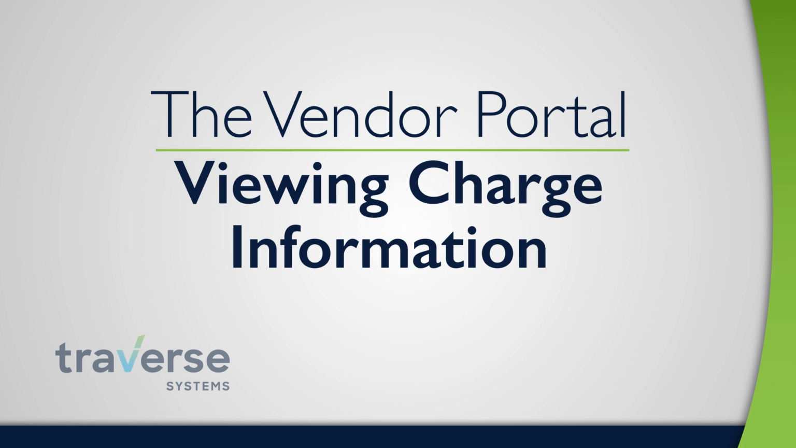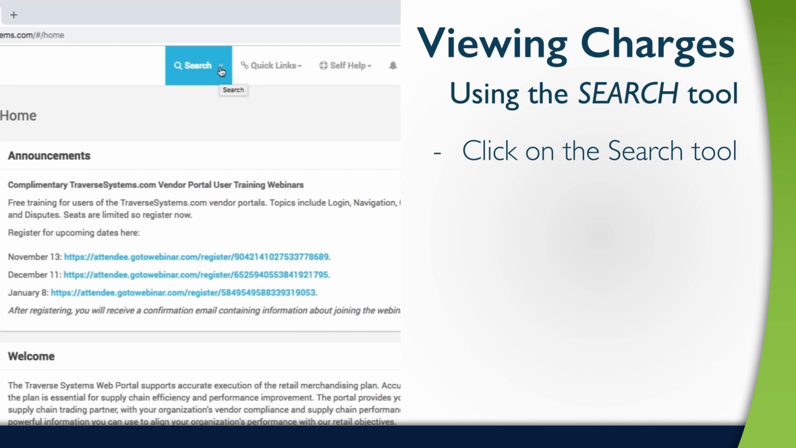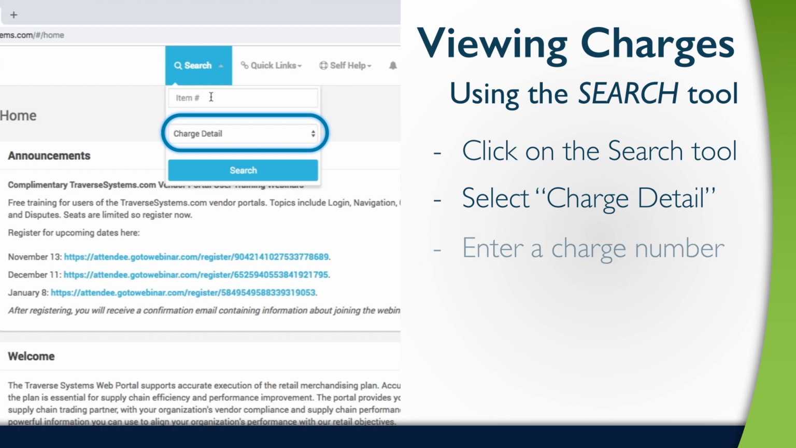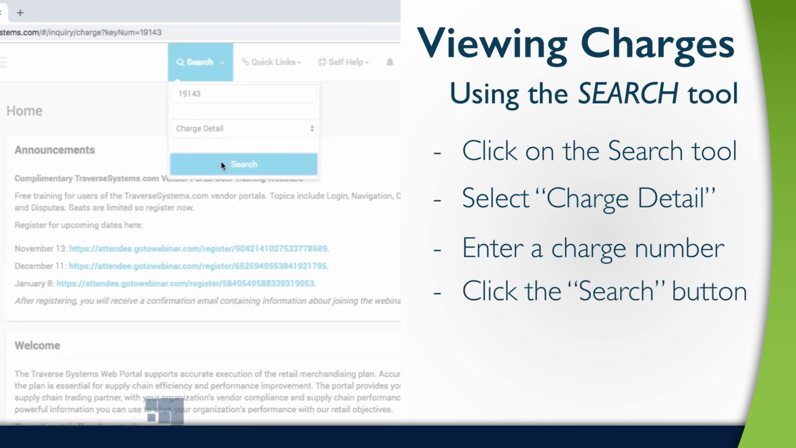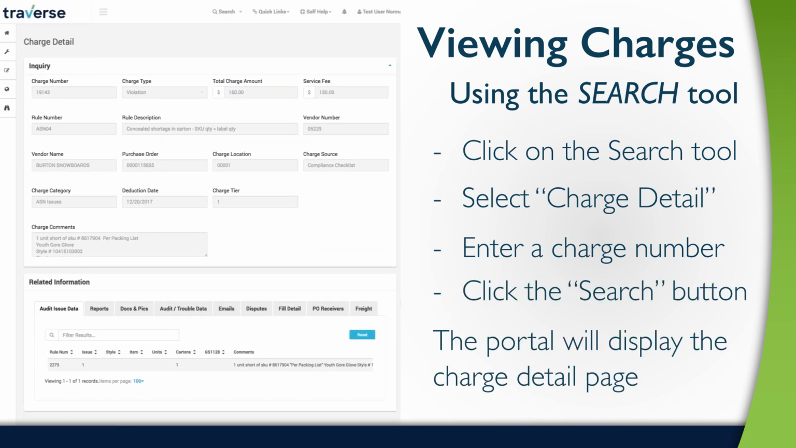First, we will review how you can view the charge information for a specific charge using the Search tool. Click on the Search tool in the upper right side of the portal pages and select Charge Detail. Enter a charge number into the item number field below the Search tool and click on the Search button. The portal will display the charge detail page for the charge number that you entered into the item number field.